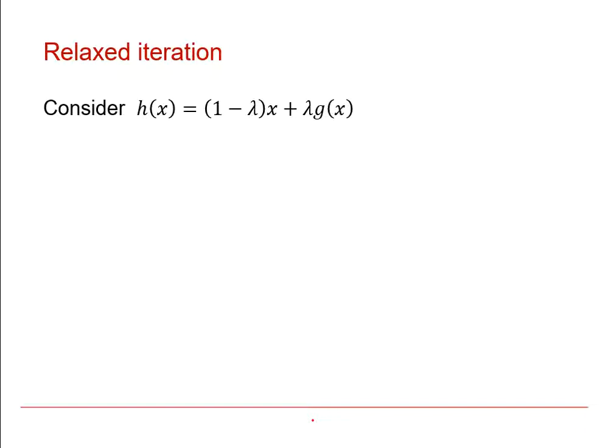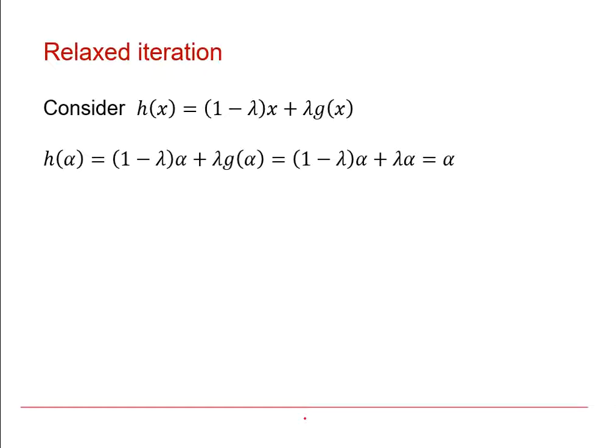We start by considering a weighted average of the function y equals x and the function y equals g of x, and we see that if we substitute alpha for x, then because g of alpha equals alpha by definition, it turns out that h of alpha equals alpha. In other words, h has the same role as g, and the function h of x could be used in place of g of x if that gives a better result.